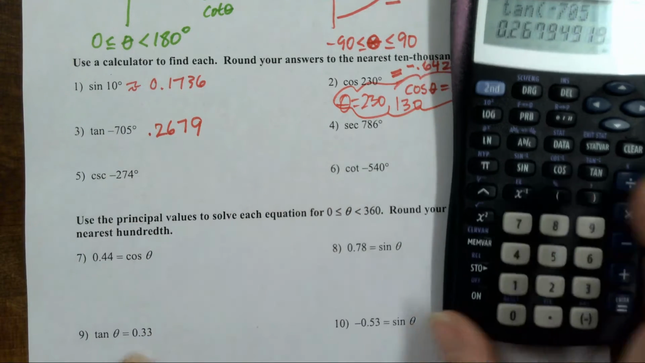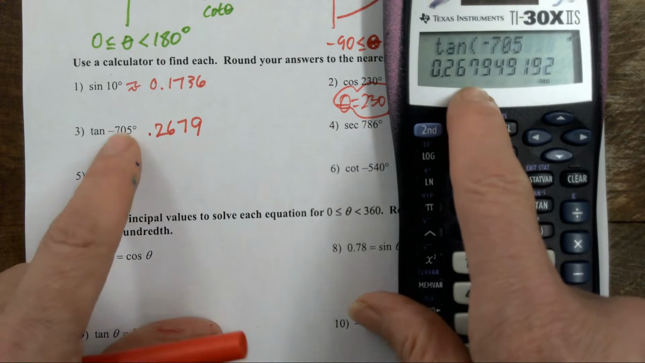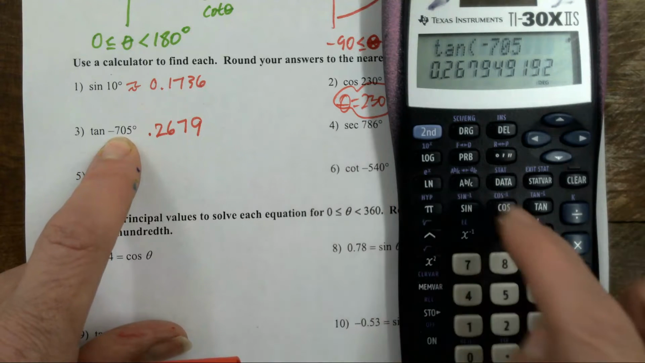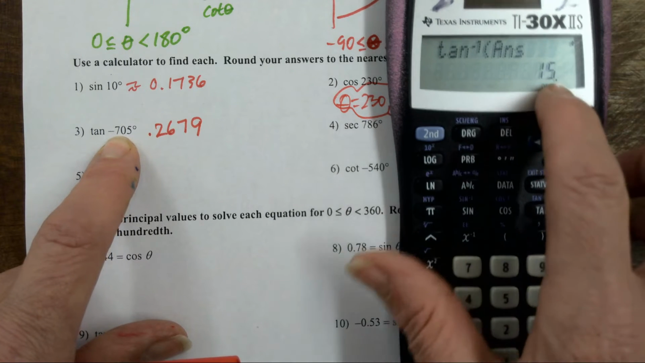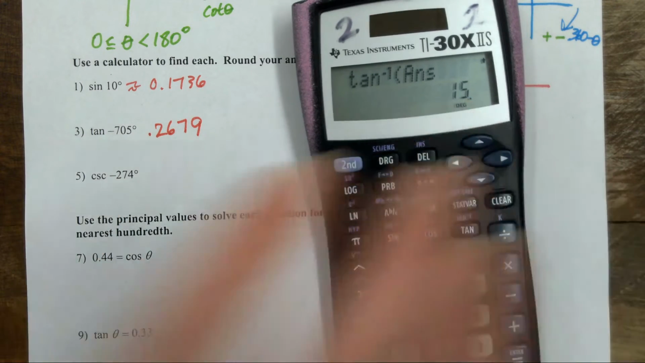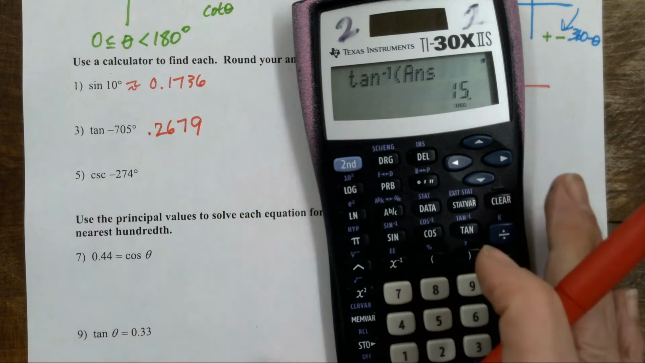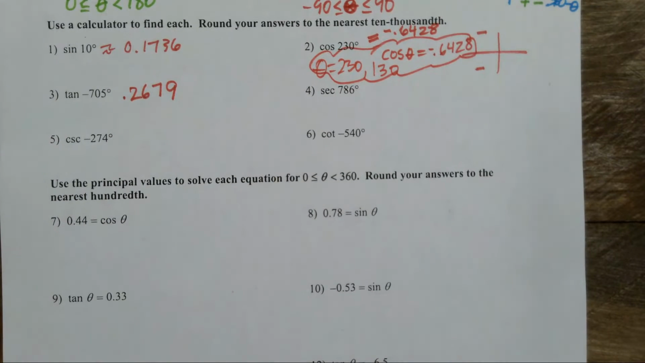Now again, if I do the tangent inverse of this, I am not going to get negative 705. If I do the tangent inverse of the answer I just found, it's going to give me 15 degrees, not even close to negative 705. But what that means is that 15 degrees and that 705 backwards must land in the same spot. So it'd be theta 15. Yeah, we'll go through that in a little bit, because we're going to do one lap around, and I'll show you how to work through that.